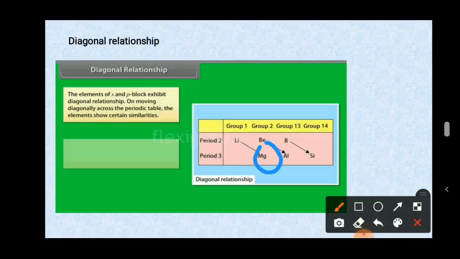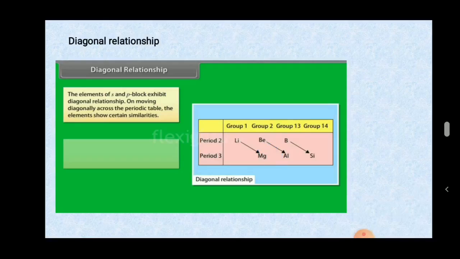A very important question: name the element to which lithium is diagonally related. So what is the name of the element? Which element is diagonally related with lithium? Magnesium. So that is a very important question. This is called a diagonal relationship.